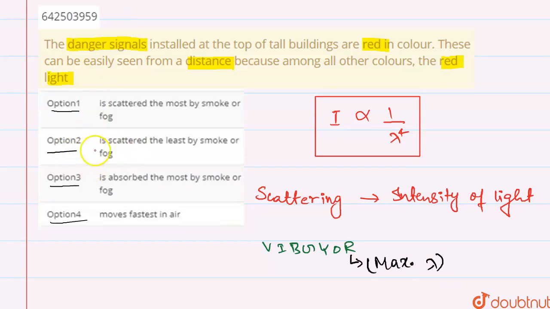As you can see, the second option is the red light is scattered the least by smoke or fog. So we can say that option second is true here, that is, the red light is scattered the least by smoke or fog. So that's all for this question, guys.